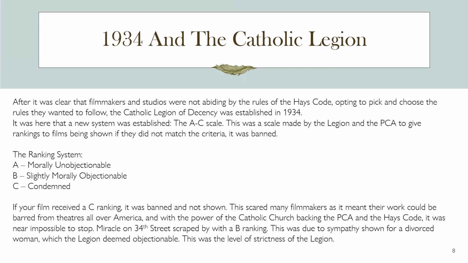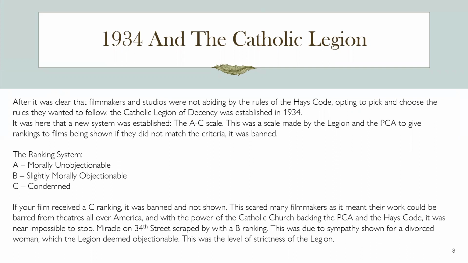The Catholic Legion were a branch of the Catholic Church that really decided to come into play in 1934. They were there as a backup to the Hays Code as they noted that it wasn't quite working. So they created a ranking system and an editorial office. You had to submit your film to them and it would be given a rank. Even in the A ranking, there are still four subsection categories.